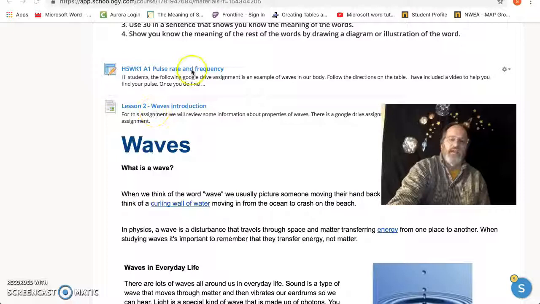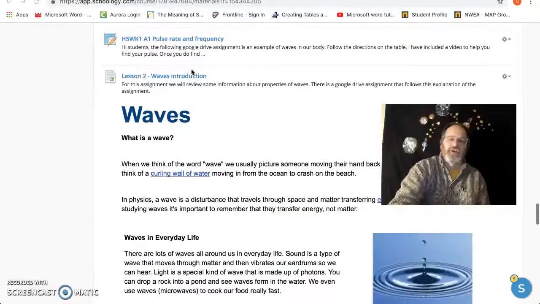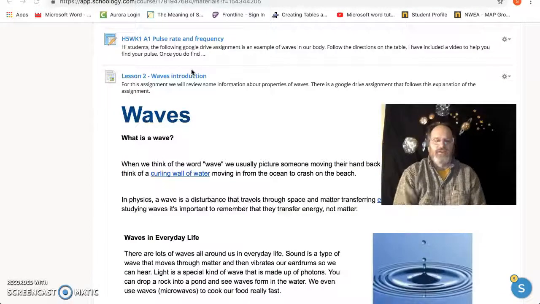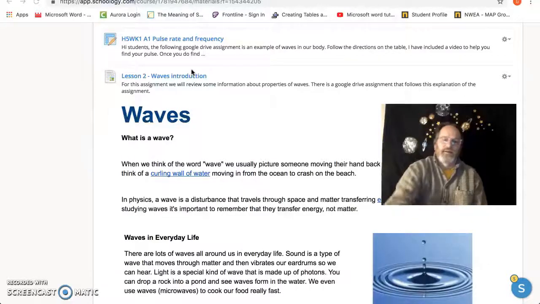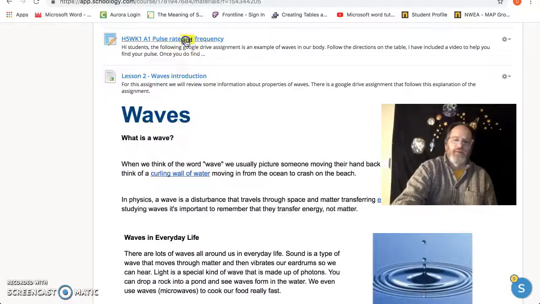Next assignment is a pulse rate and frequency chart you're going to fill in. And that's just to kind of get you used to some of the terminology, frequency, and that sort of thing that comes up with waves. There is an attached chart to it, and I'll open that up now.